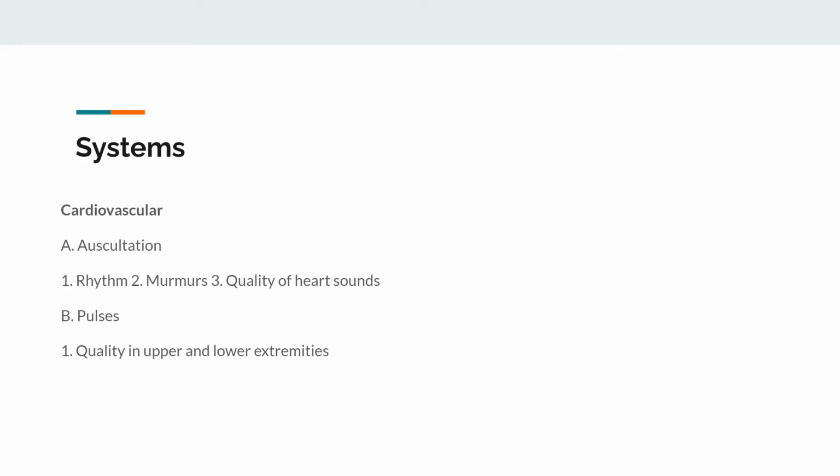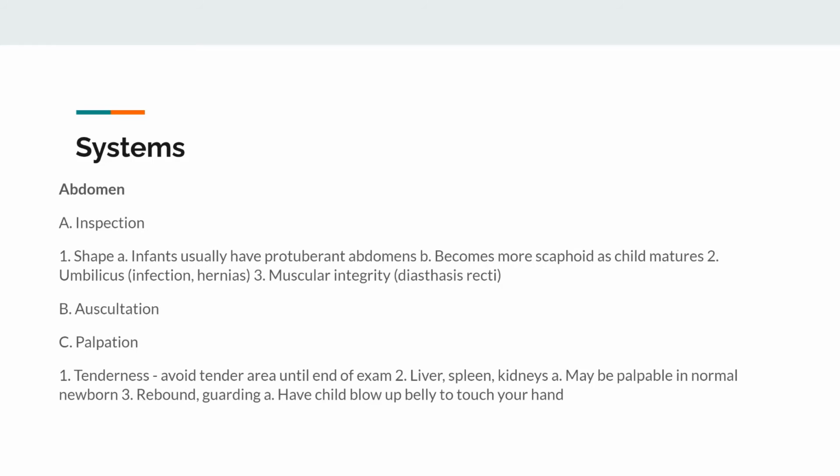Pulses, you can see the quality in upper and lower extremities and feel the difference between those two. That helps usually in determining problems such as coarctation of the aorta and all those things. But you don't have to do that. Just measure the pulse rate and see what the character of the pulse was. The kid that you're going to have is going to be in a stable condition. So just do the auscultation.